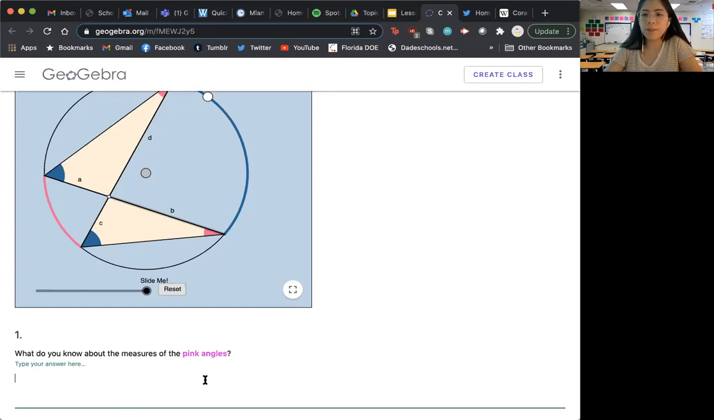Anyone? What do we know about the measure of the pink angles? They're congruent. So careful with your words. They might be corresponding, but we don't know that yet. Okay, so we'll get to that. But we do know that they are congruent.